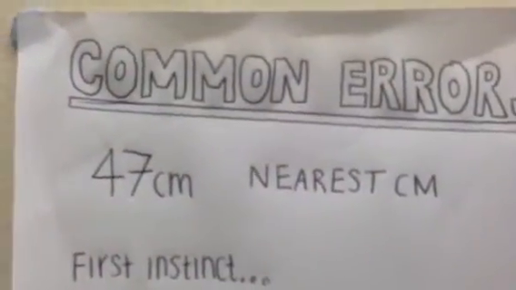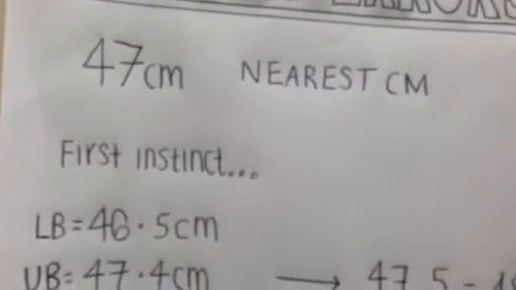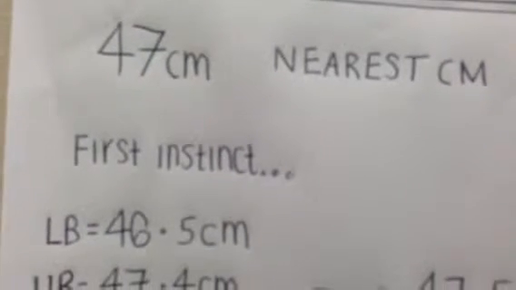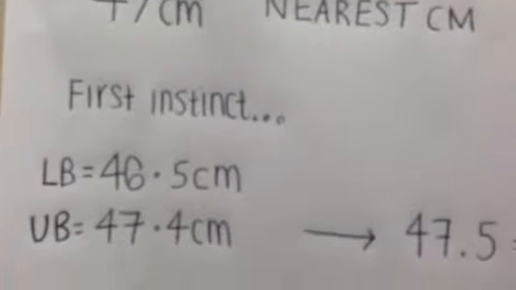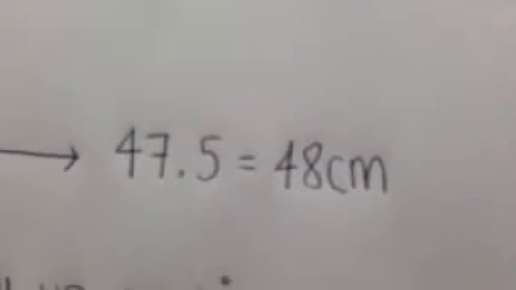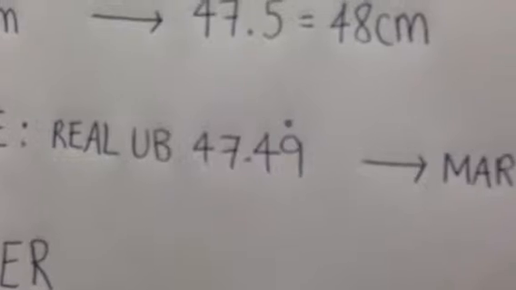Common errors. If you are given a length of a side to be 47 centimetres correct to the nearest centimetre, your first instinct may be that the lower bound would be 46.5 centimetres, which is correct, and that the upper bound would be 47.4 centimetres, which is incorrect, because technically 47.5 rounds to 48 centimetres. Therefore, the real upper bound would be 47.49 recurring, which would get you the marks.